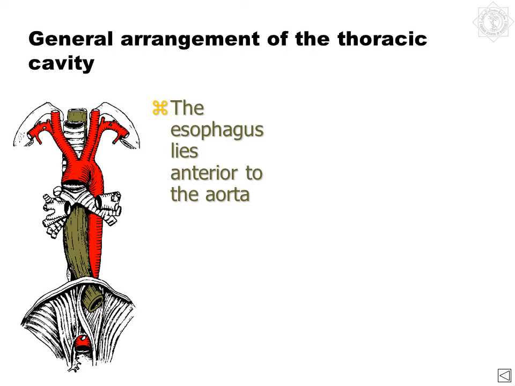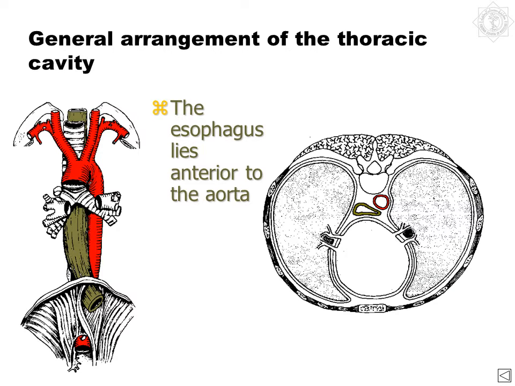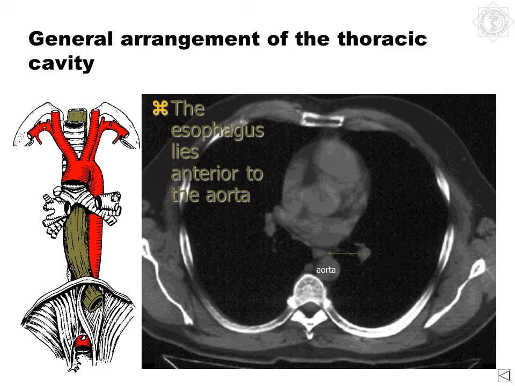But during this course of arrangement, the esophagus can be pressed by the arch of the aorta at a certain level. So the esophagus lies in the middle part of the mediastinum, the posterior mediastinum. I also show you the CT scan in this figure, where it lies anterior to the aorta.